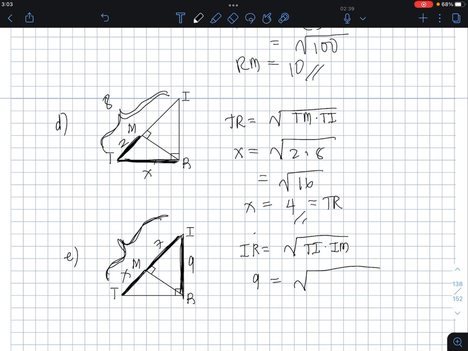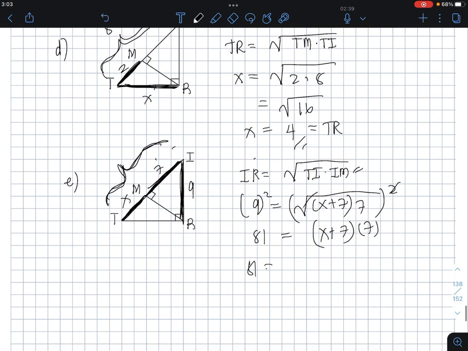is pwede nating makuha by adding TM plus IM. So yung TM is X plus IM is 7. Okay? And then itong IM is 7. So solving this equation for X, so square muna natin both sides. So we have 9 square is 81 equal to, so cancel yung square root, magiging X plus 7 times 7.